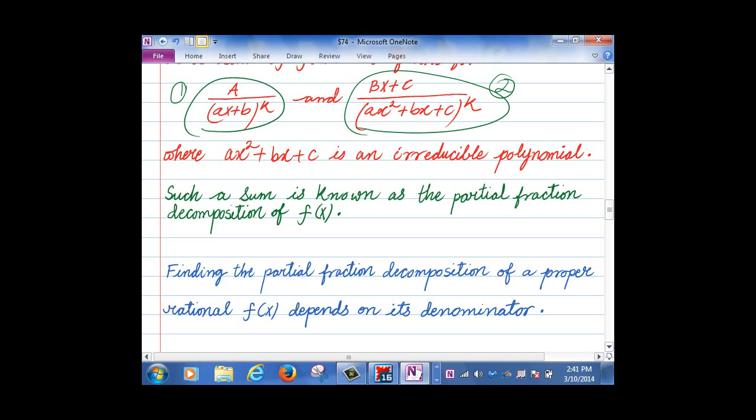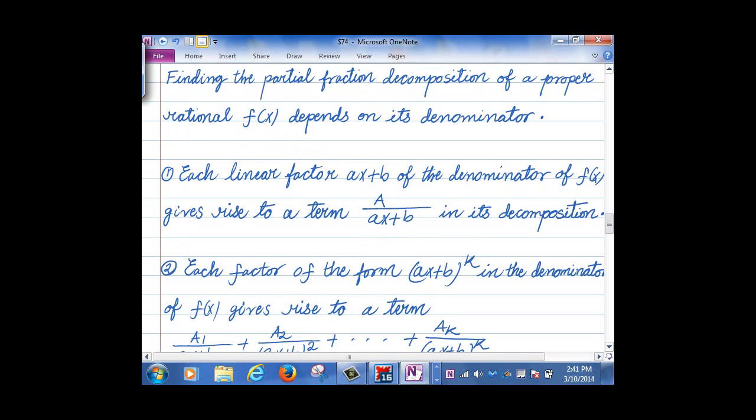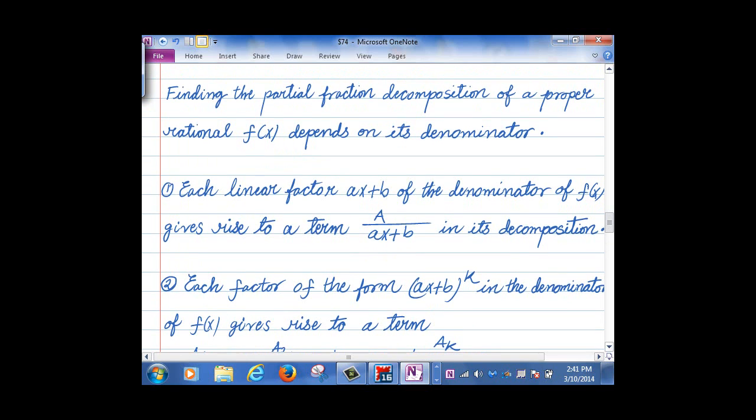The question is, how do we find the decomposition of a given rational function? That's where you need to follow these 4 guidelines that I have here. It turns out the decomposition depends on the factorization of the denominator. It depends on the factorization of the denominator.